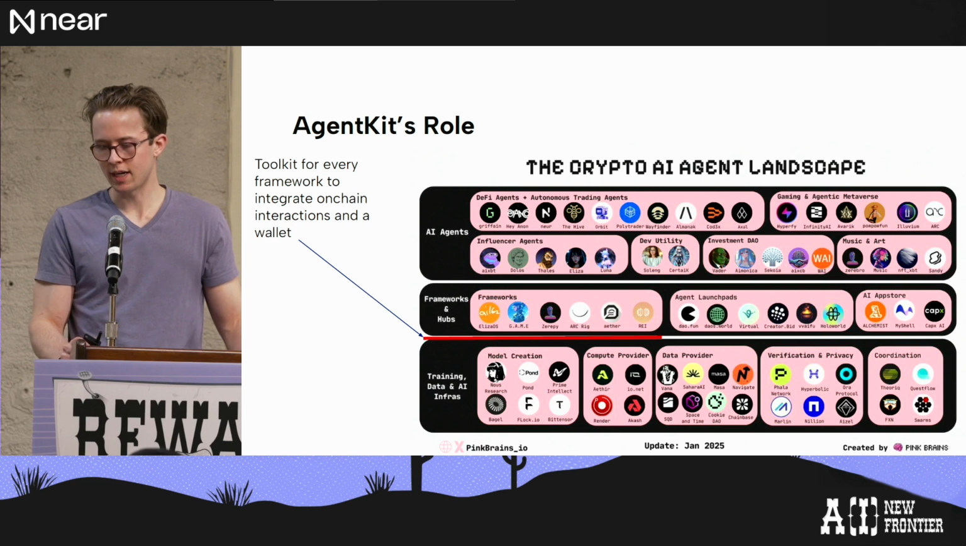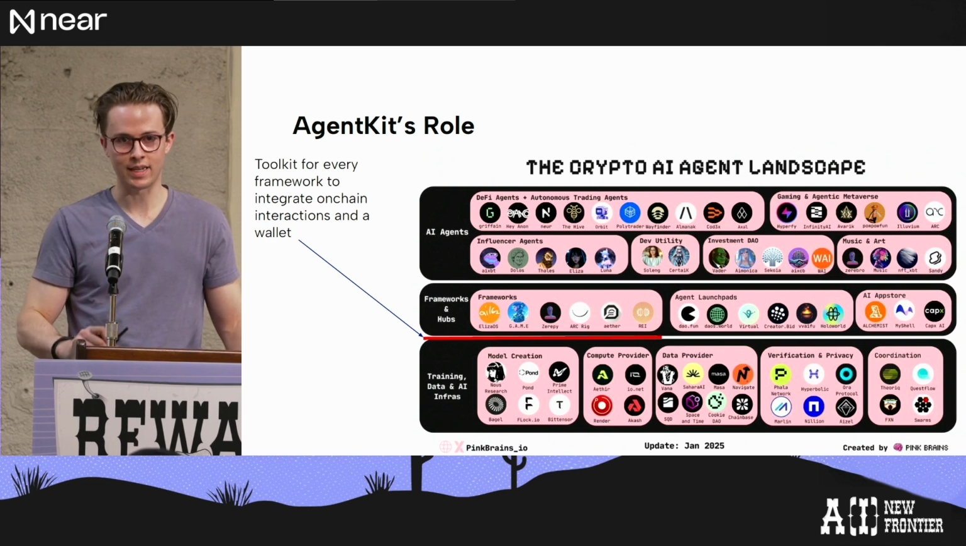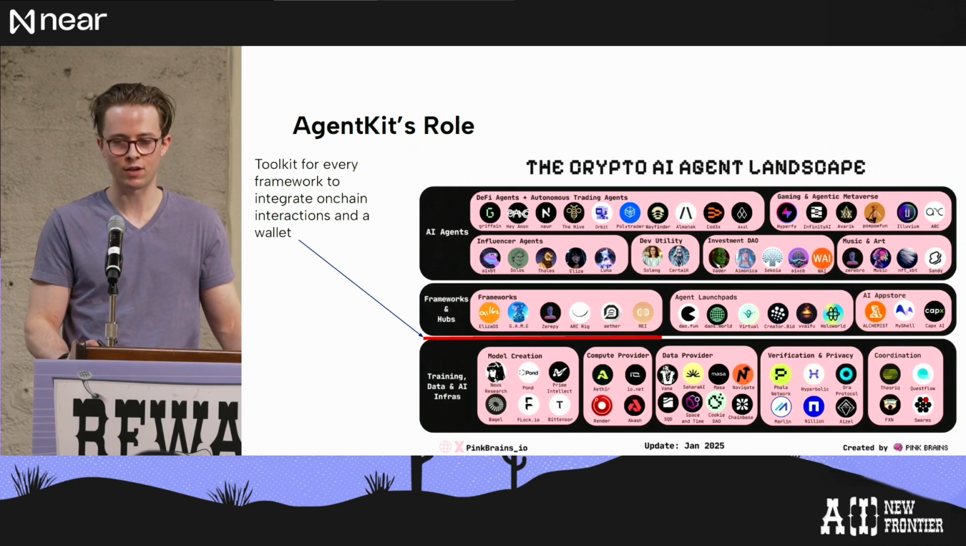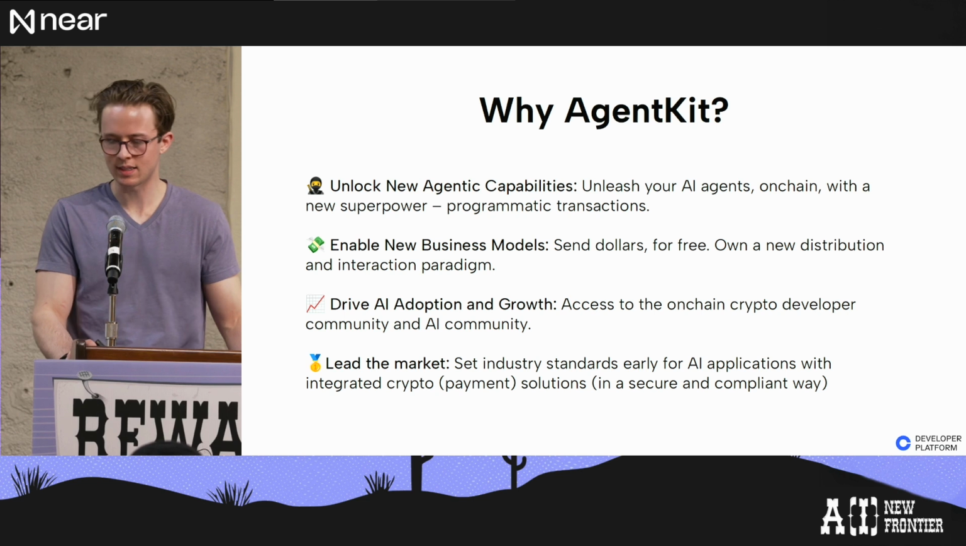So where does AgentKit sit within the AI crypto landscape today? It sits roughly in between the frameworks and hubs and the training data and AI inference. It's primarily a toolkit and set of core primitives and actions that allow agents to have their own blockchain wallets and interact on-chain.